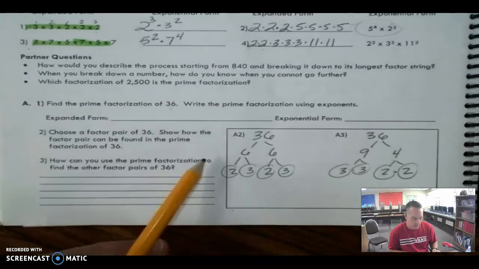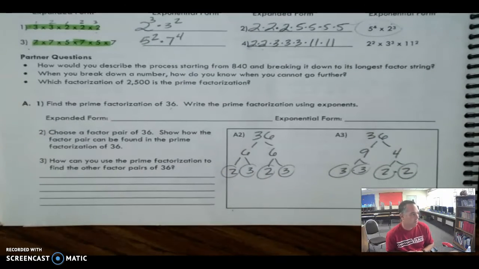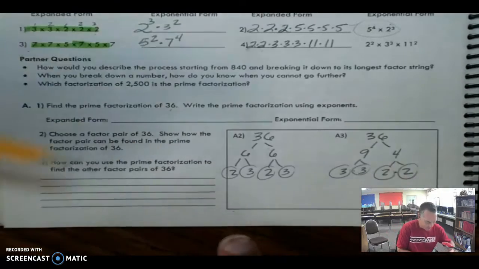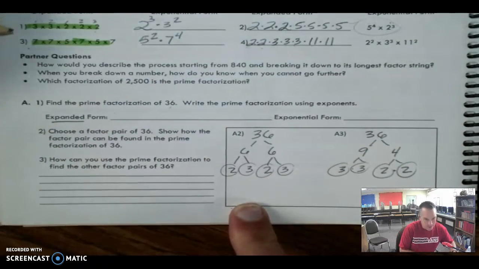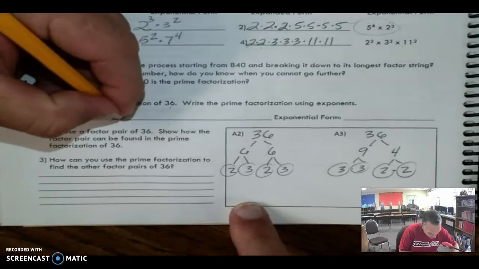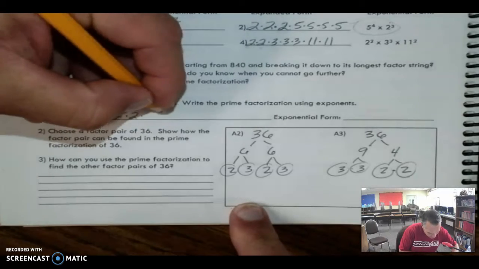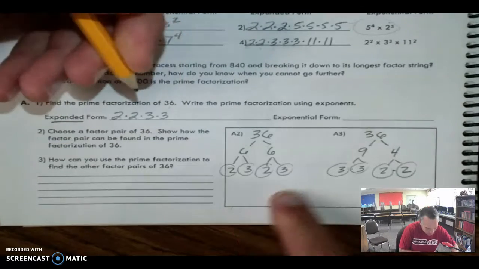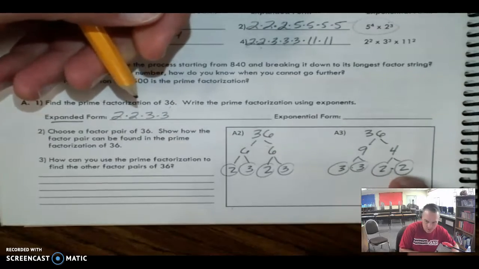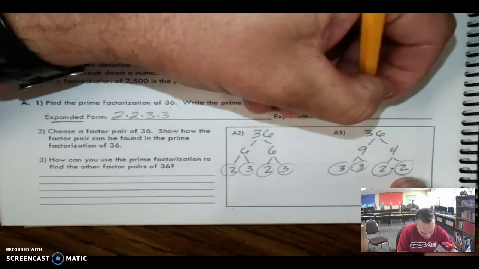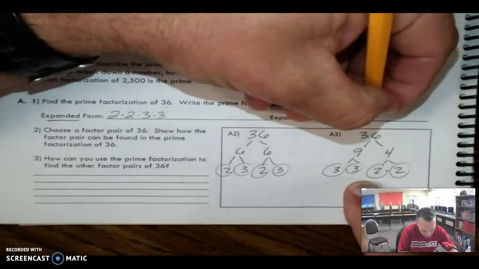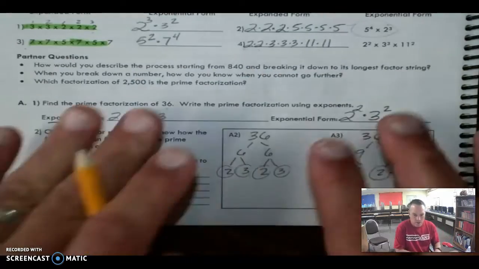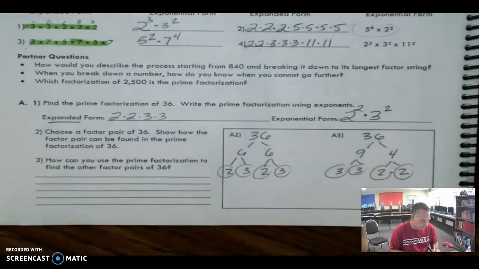Alright, so I picked 6 and 6 and 9 and 4. Maybe you picked 18 and 2. Maybe you picked 12 and 3. Whatever. They're all going to end in the same thing. So I have two 2's. So expanded form, remember that looks like this up here. It's a long way of writing it. We're going to organize it from left to right, small to big. Okay, in exponential form, how many 2's do I have? I have 2 to the power of 2, exponent 2, and I have two 3's. So I'm going to put that little exponent there. So those are equal things, right?